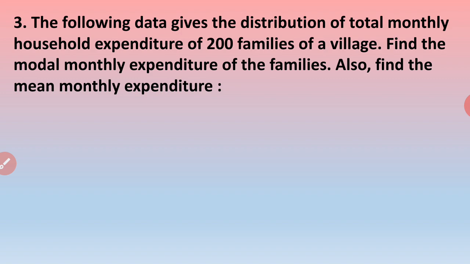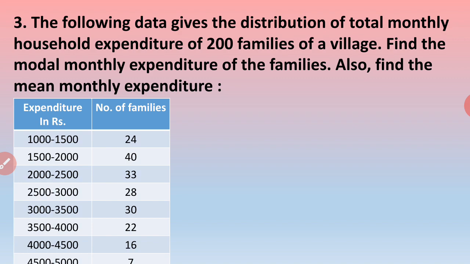Let's proceed to the next question. Here the next question is, the following data gives the distribution of total monthly household expenditure of 200 families in a village. Find the modal monthly expenditure of the families. Again, you are supposed to find out the mode. Also find the mean monthly expenditure. Such questions are always asked, wherein you have to find mode, mean, etc. Sometimes we are told to find out the comparison between the things also.